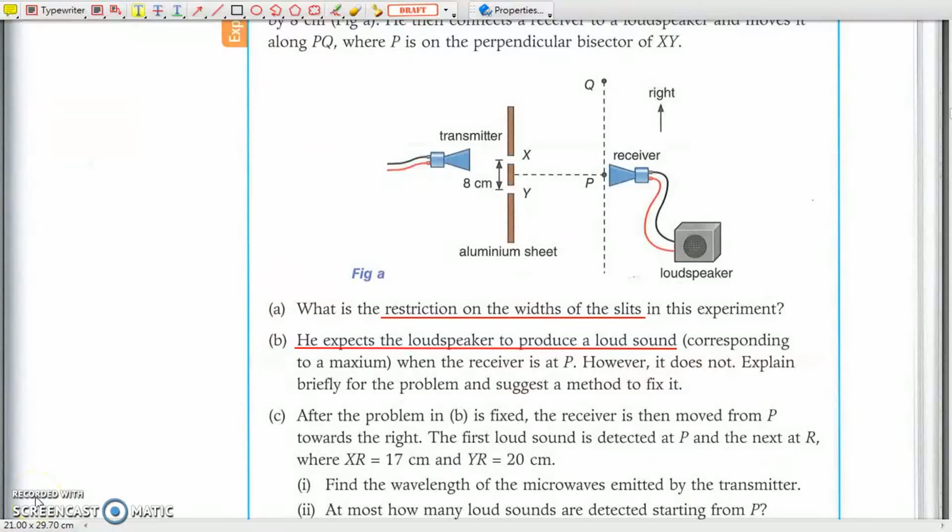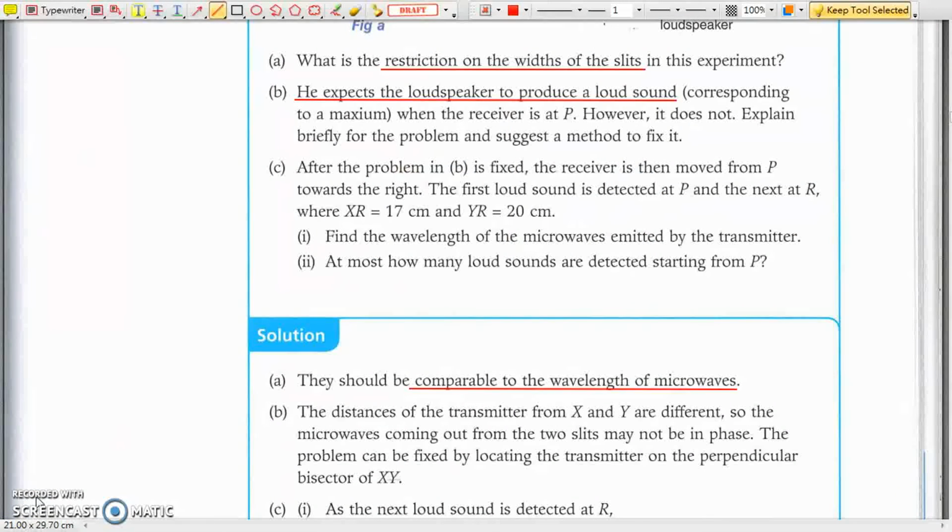In part B, you may find it difficult to explain when the question says there is no loud sound observed when the receiver is placed at P. But look at the transmitter. It is closer to X than to Y. And so, the waves from X and Y are actually not in phase, since the transmitter is not equal distance from the slits X and Y.